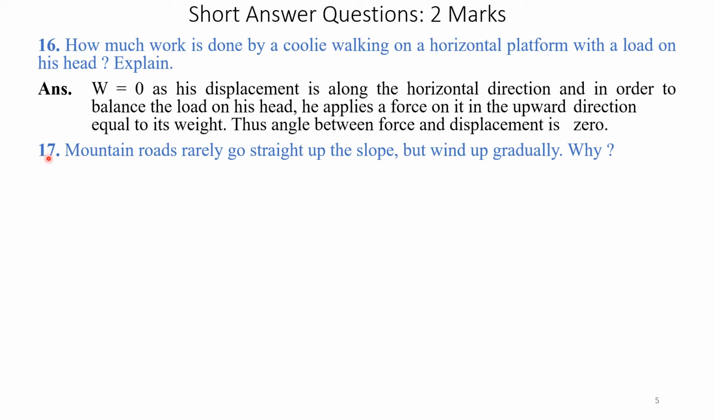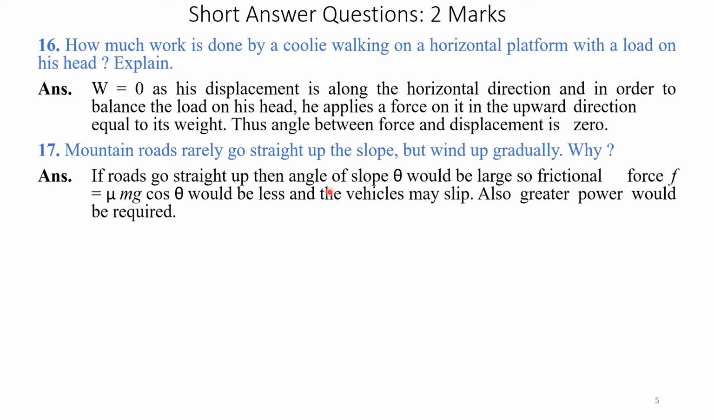Next question. Question number 17. Mountain roads rarely go straight up the slope but wind up gradually. Why? Answer. If the roads go straight up, the angle of slope theta will be large. So the frictional force F equals mu mg cos theta would be less and the vehicles may slip. Also, a greater power would be required.